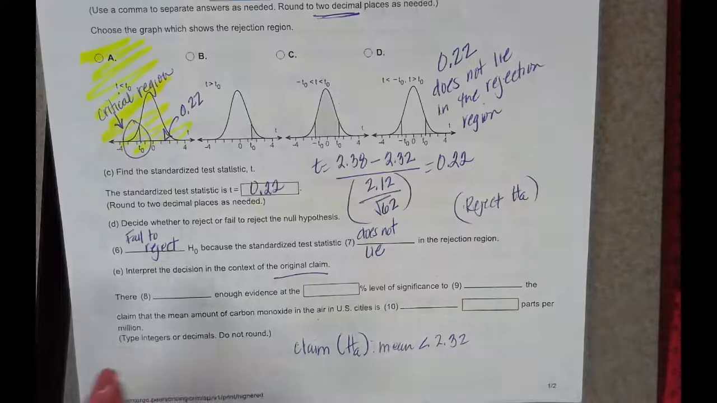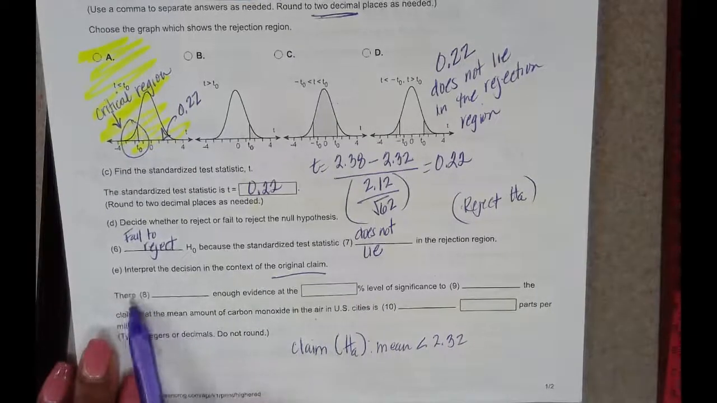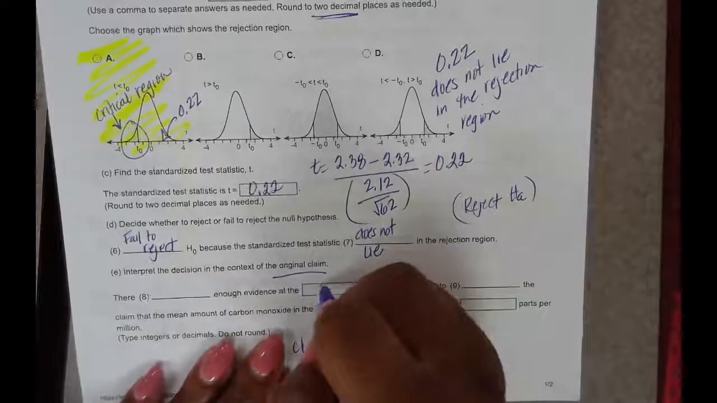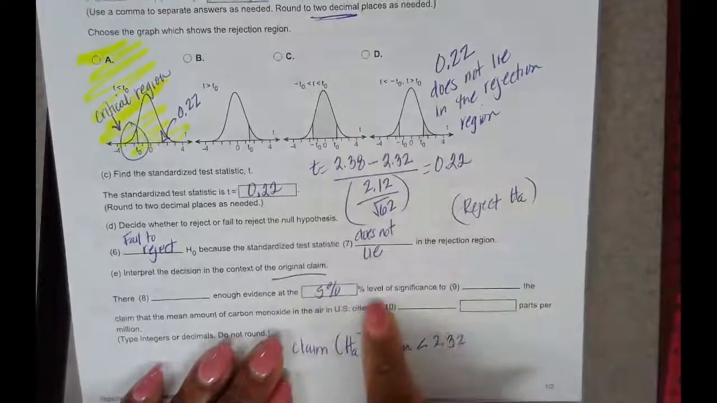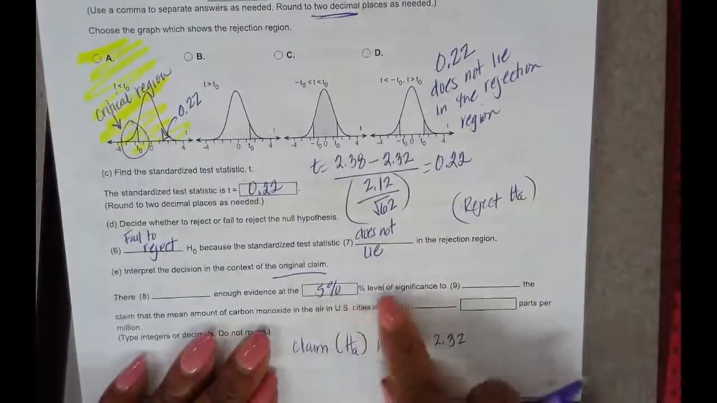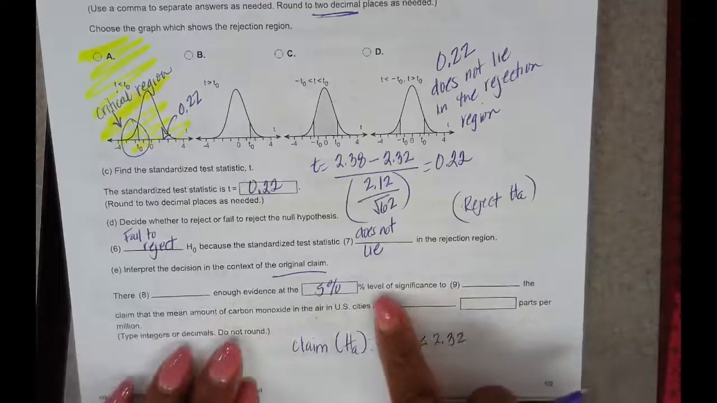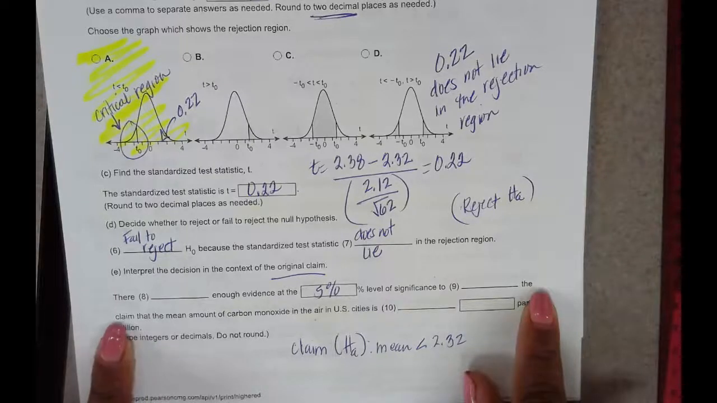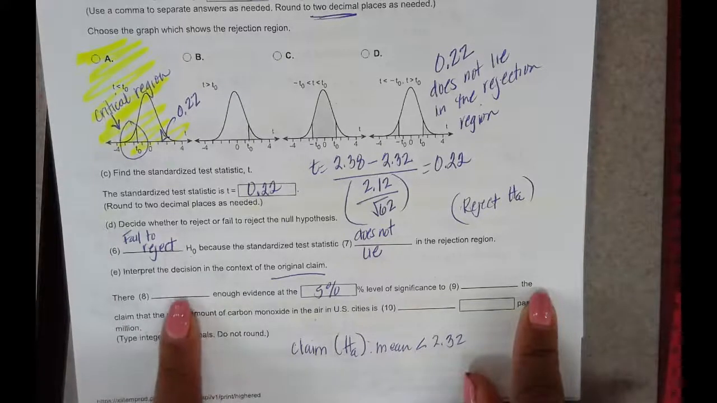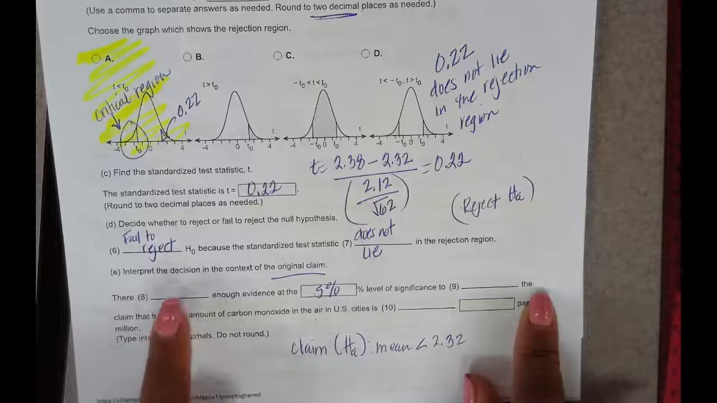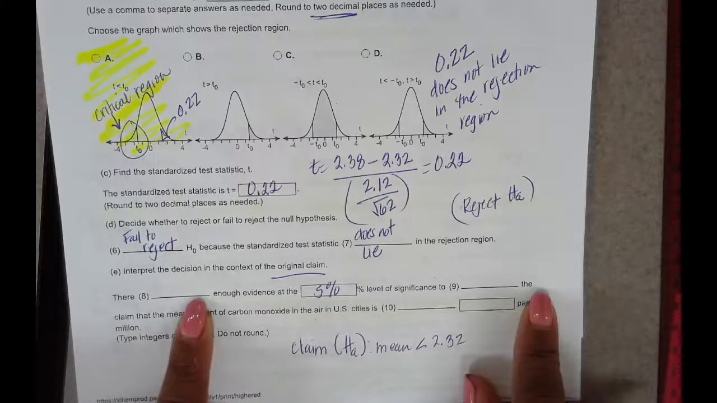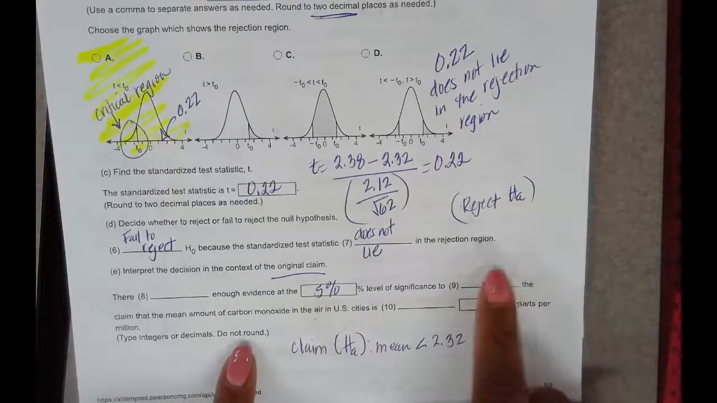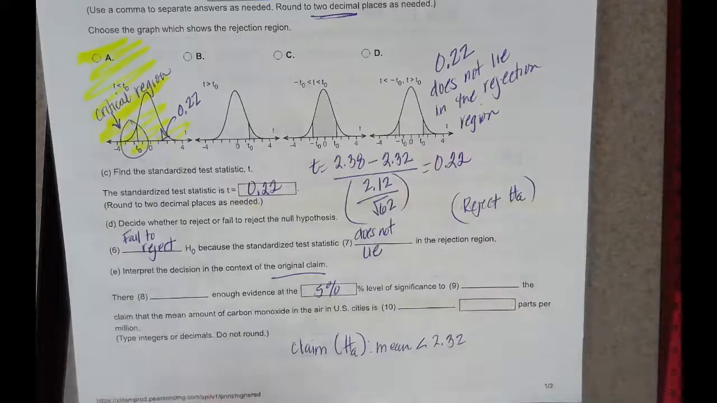Look at what they're asking about. Let's read through. There is blank enough evidence at the 5%. We already know what that is. That's from the level of significance, 5%. Oh, you don't have to put the symbol, y'all, because the symbol is there. Level of significance to blank the claim. So you're going to have some options here. This is, or this is not. This is reject or support. So let's see what fits.